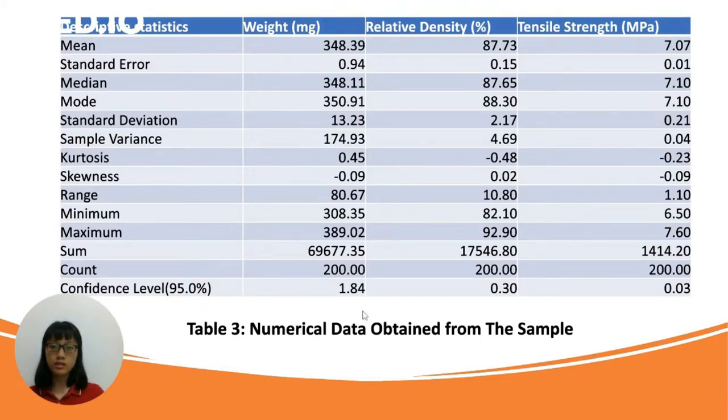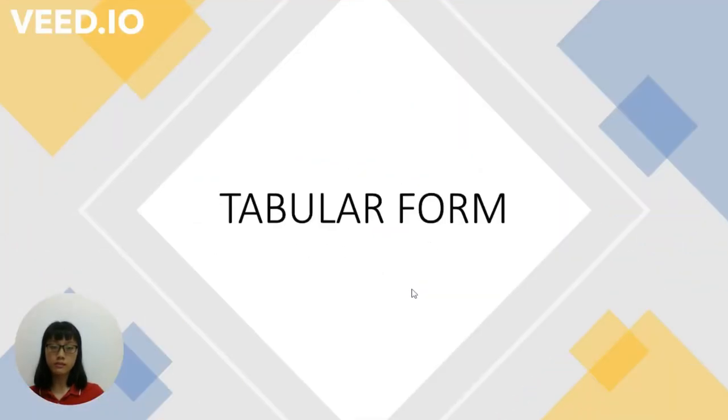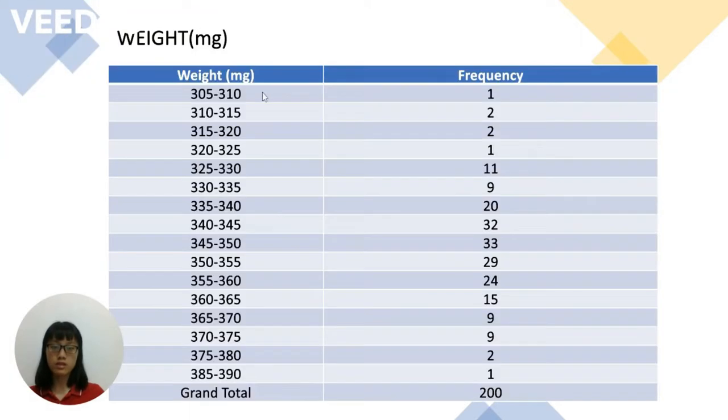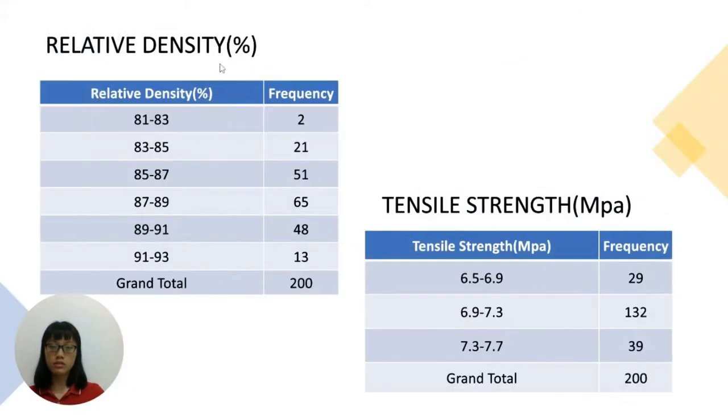Do you know what descriptive statistics is? Descriptive statistics include the median, mode, standard deviation, sample variance, and others. We need to do the descriptive statistics for the weight, reactive density, and tensile strength. Next, tabular form. We need to make the tabular table for the weight. This is the class interval for the weight, and this is the frequency for each class interval, and we need to calculate the grand total. Next, we do the same as the previous step for the reactive density and tensile strength.